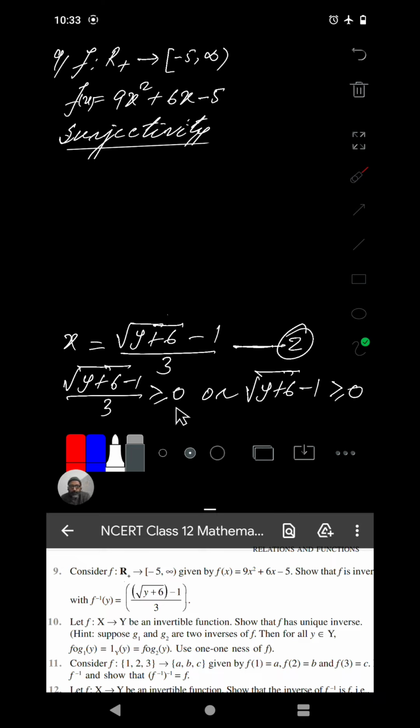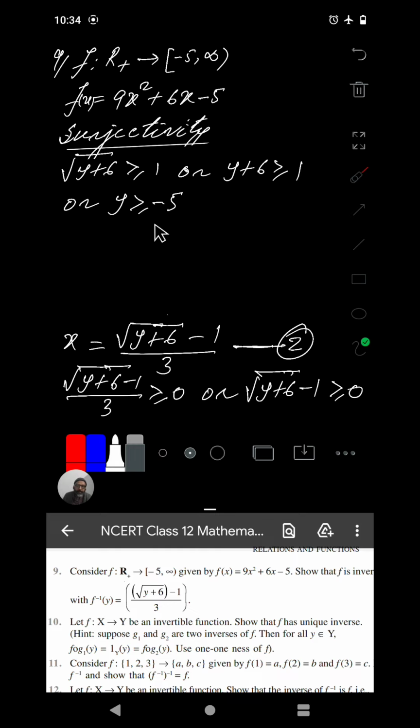Now proceeding from this step, under root y plus 6 is greater than or equal to 1. Or squaring both sides, we have y plus 6 is greater than or equal to 1. Or y is greater than or equal to, transposing 6 to that side, it becomes minus 6. So 1 minus 6 becomes minus 5. So y is greater than or equal to minus 5 means y belongs to the interval [minus 5, infinity). So this is the range of the function.